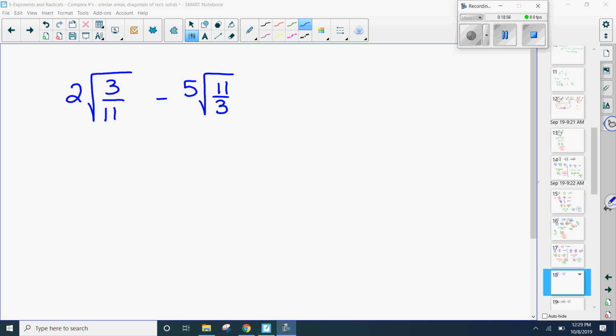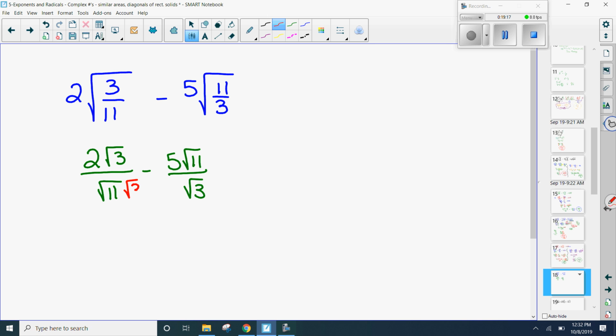Okay, try this one. 2 radical 3 elevenths minus 5 radical 11 thirds. All right, separate it, and then you're going to multiply. I'm guessing, did you get a common denominator? Yeah. All right. That seems to be the method of choice before rationalizing the denominator.